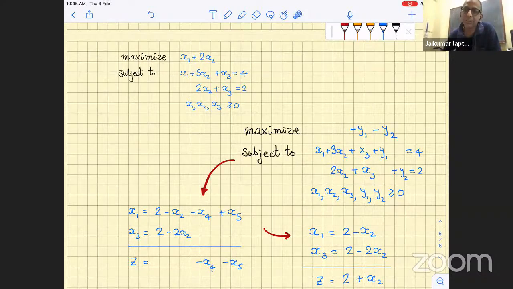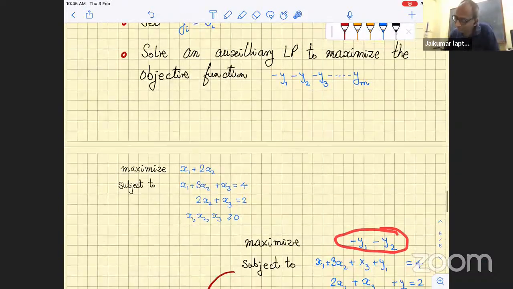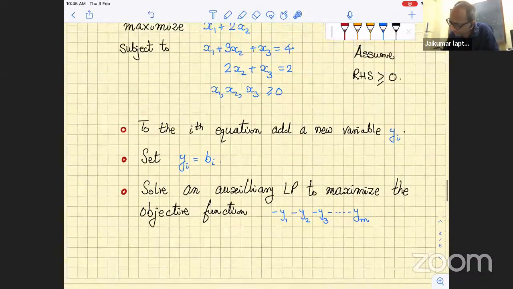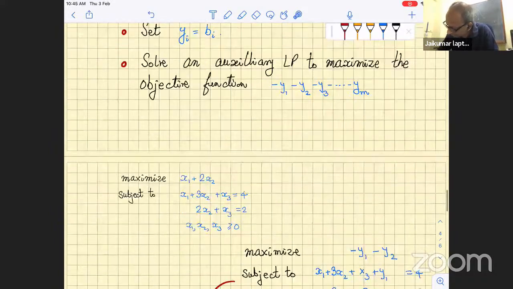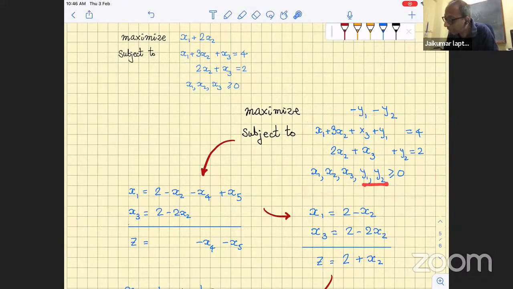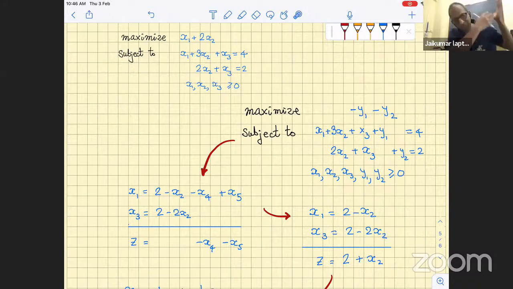Question: the objective function over here need not have any relation to the objective function there, right? Yes. So this is an auxiliary LP, whose objective is to find a feasible solution for the original LP. That means a feasible solution for this set of equations where the yi's are all set to 0. A feasible solution here, where the yi's are all set to 0, is a feasible solution for the original LP.